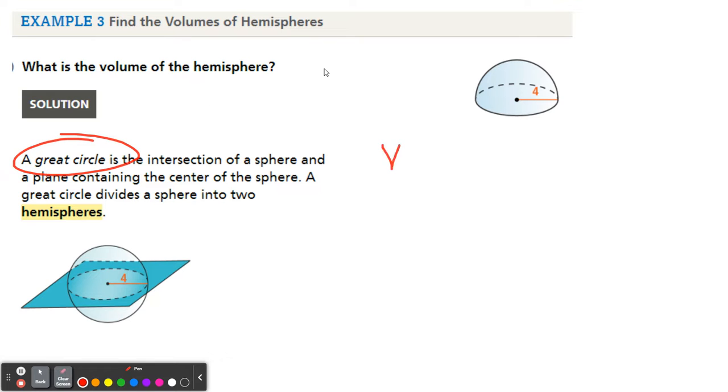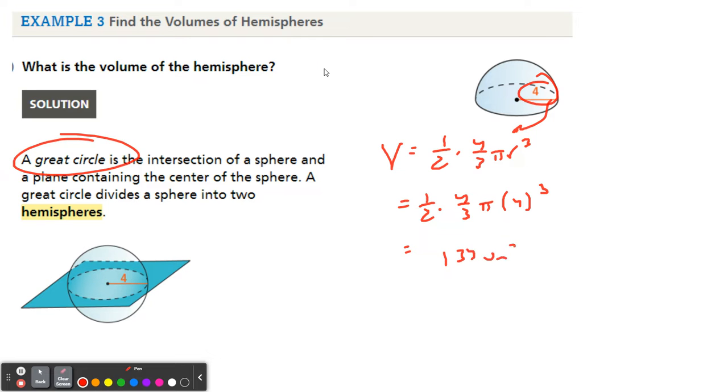So we're going to take 1/2 times 4/3 pi r cubed. This is your radius 4, so just plug it in. 1/2 times 4/3 pi times 4 cubed. All right? If it says leave it in terms of pi, you do. Otherwise, we're going to multiply it all out. And I would just type that in Desmos. And I got 134 units cubed, not squared.